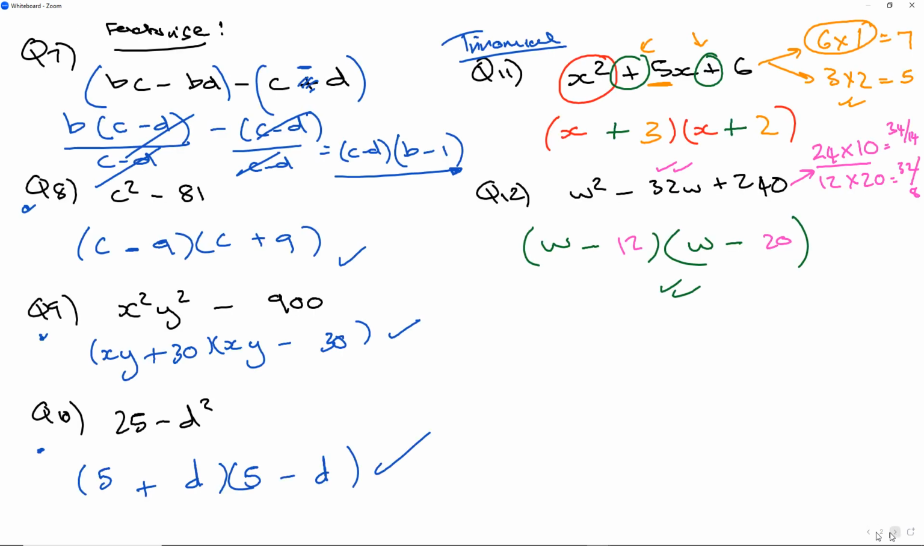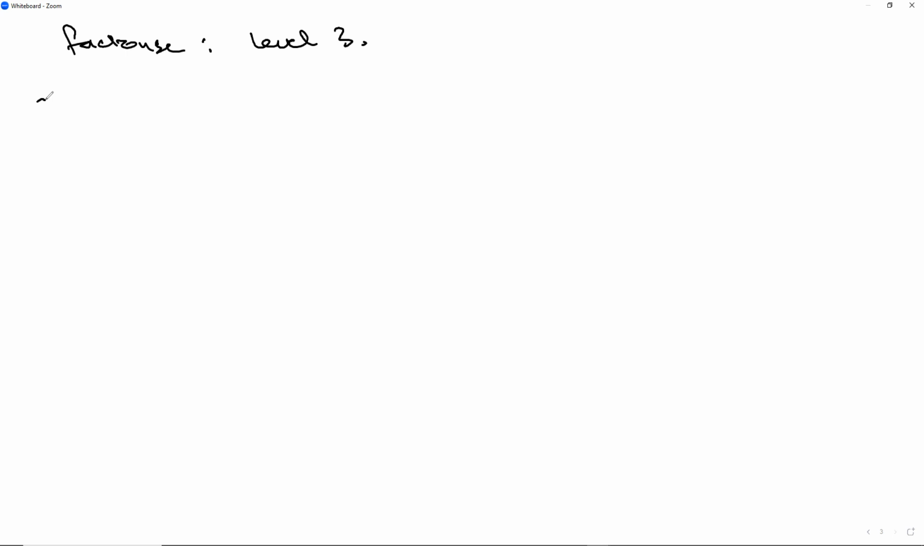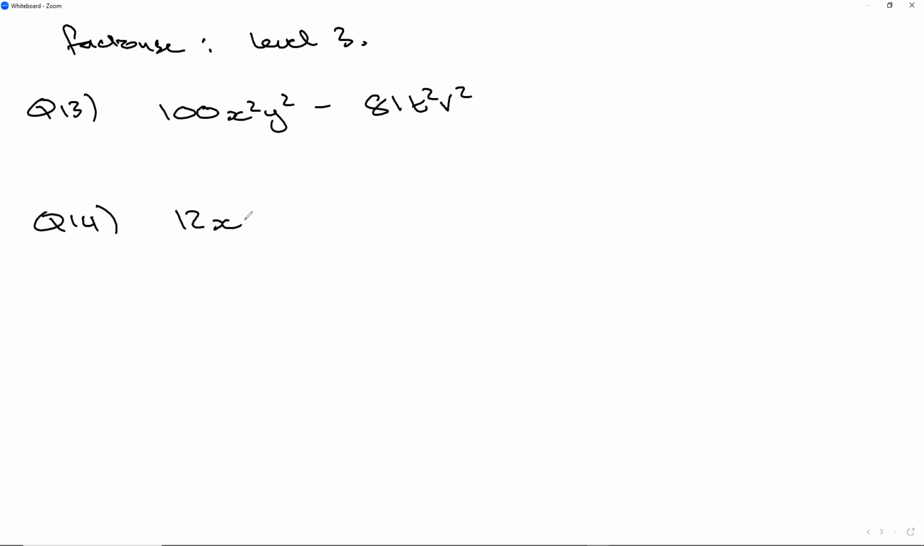We stopped at question number 12, so we're going to now move on to question number 13. Question number 13, if I've got 100x squared y squared minus 81t squared v squared, what would that factorize to? Question 14, I got 12x squared minus 35x plus 25. Let's try these two questions at a time.